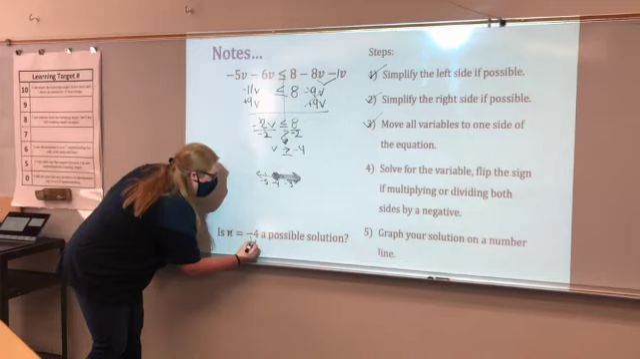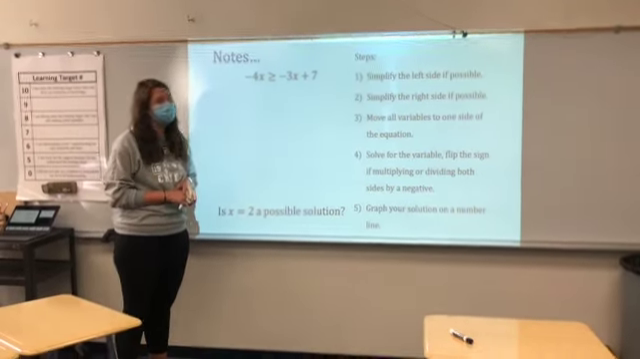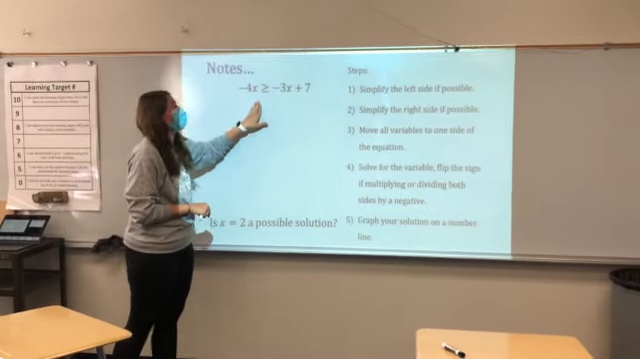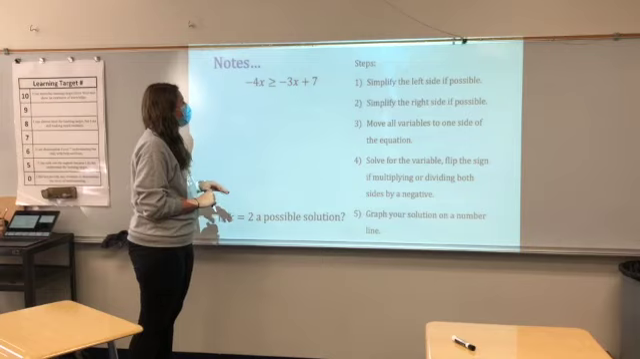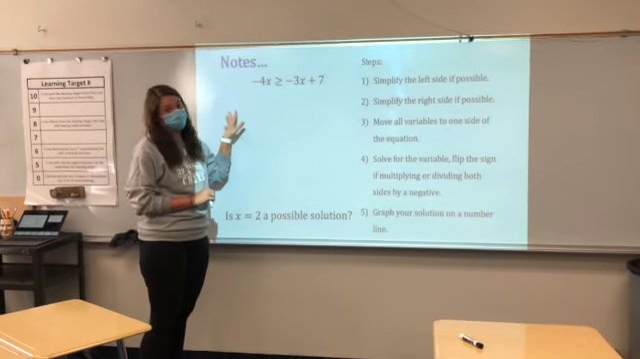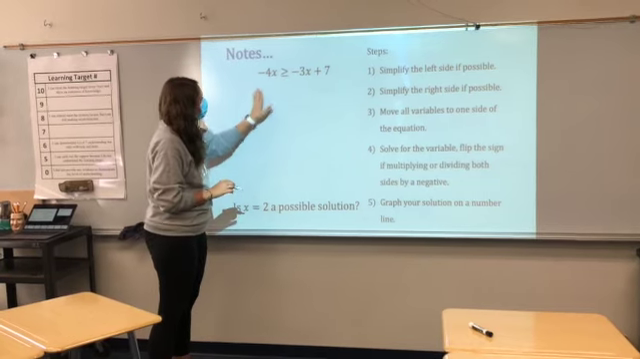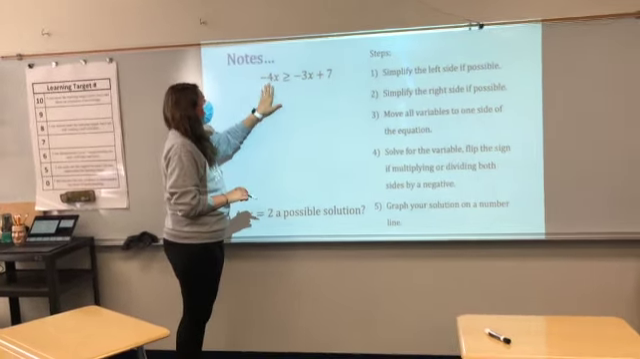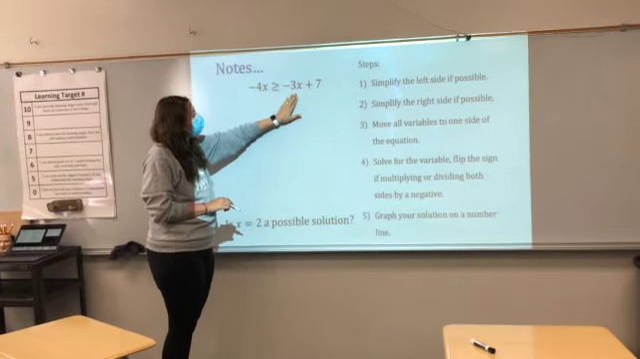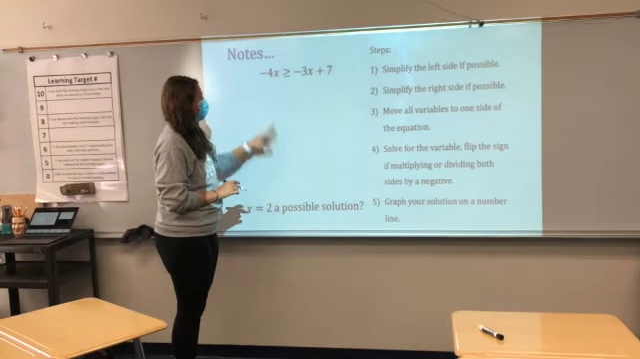The answer is yes. What we're going to notice on example number 3 is we have -4x is greater than or equal to -3x plus 7. What we normally want to do is move all of my variables to one side by moving the lesser variable. But as we see in this equation, we have the -3x on this side and the -4x on this side. So I'm actually going to want to move this -3x to this side so that we have something on this side of the equation.